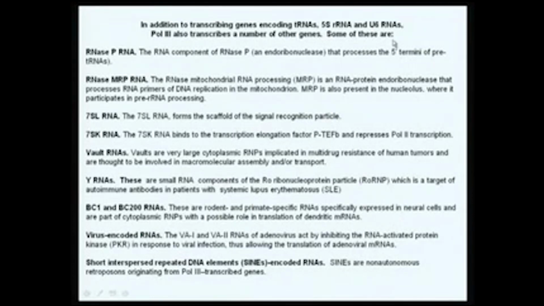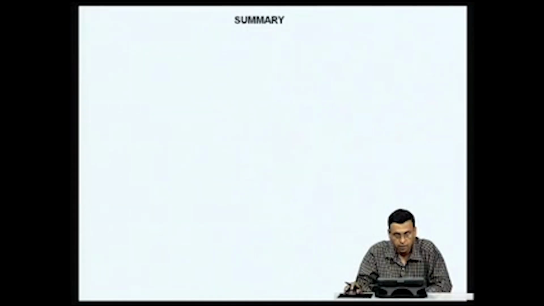I have made this particular list just to tell you that tomorrow if somebody asks you what is the function of RNA polymerase III in eukaryotic cells, do not say that it simply makes transfer RNA. You have to say it makes transfer RNA, primarily transfer RNA, 5S ribosomal RNA and U6 RNA involved in splicing, but it also makes a number of other less known RNAs, some of which I have listed here. So, Pol III has very important functions inside the cells.